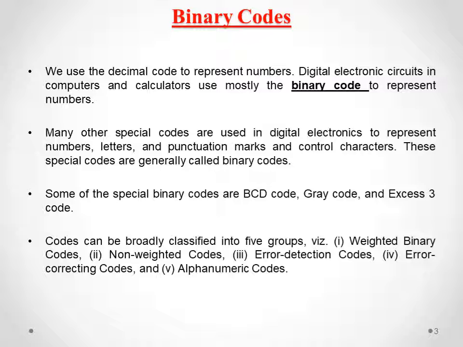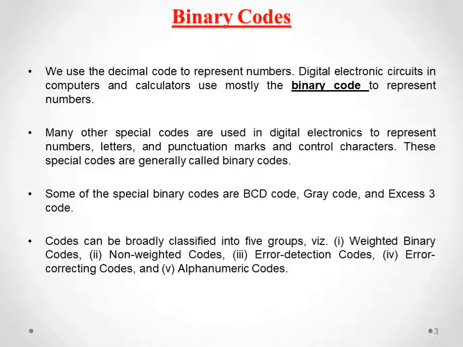We communicate to digital devices by using decimal code. But digital electronic circuits in computers and calculators use mostly binary codes to represent numbers. Many special codes are available to represent numbers, letters, punctuation marks and control characters. These special codes are generally called binary codes. Some special binary codes are BCD, Gray code, and XS3.